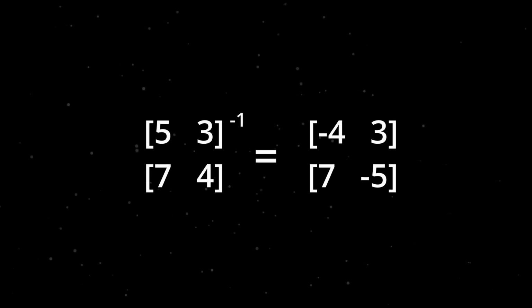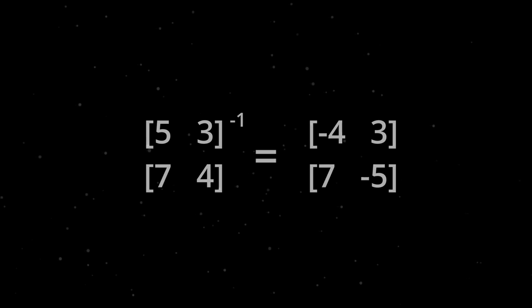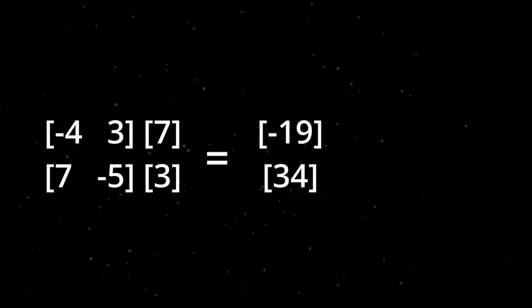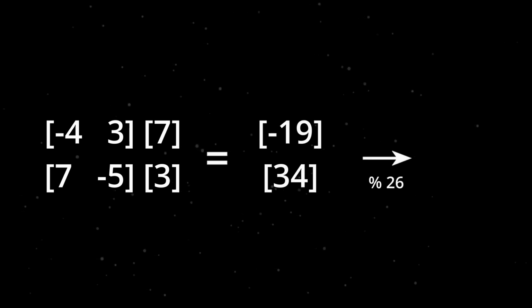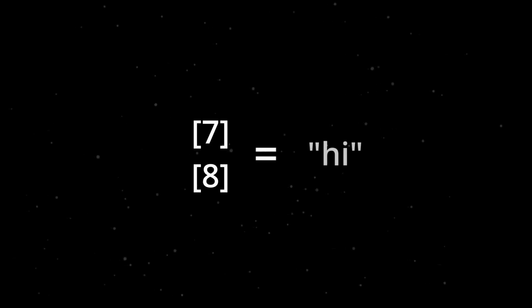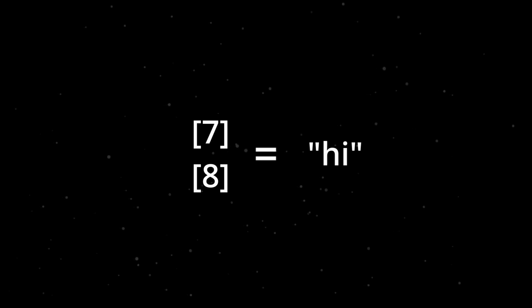Now to decrypt, we first take the inverse of the key, which gives us -4, 3, 7, -5. Now we multiply it by the ciphertext to get the 2x1 matrix, -19, 34. Now if we do each term modulo 26, we get back 7, 8. And if we map that back to the alphabet, we get HI, which is our original message.